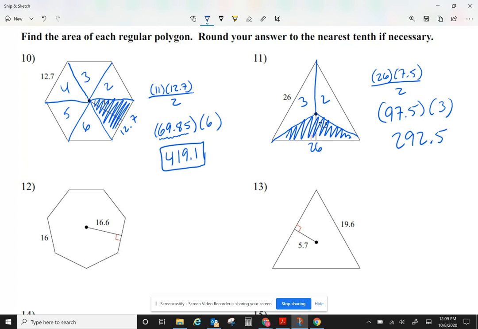My polygon in number 11 had 3 sides to begin with, and I came out with 3 triangles. My question in number 12 has 7 sides. So I can just say it, I'm going to come up with 7 triangles. So all right, let's take a look.